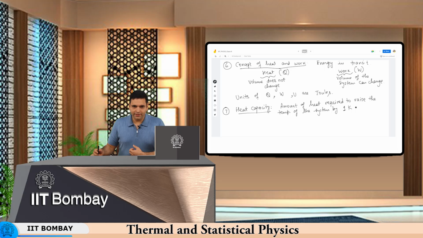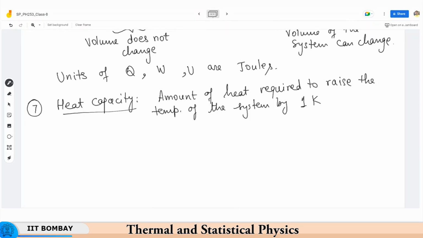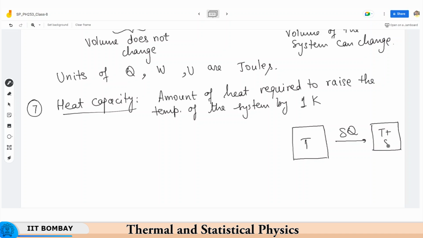So basically what I mean is that, say you have a system which is at temperature T, and you add a certain heat delta Q, and this system basically goes to T plus delta T. So you basically heat up this system. You may bring a candle close to it and its temperature will increase, and then you can define this specific heat which is denoted by the symbol C. This is basically delta Q divided by delta T, and the units of this quantity are joule per Kelvin.